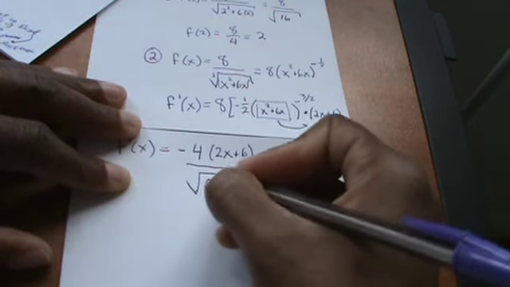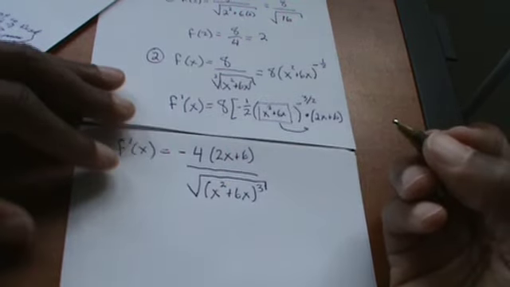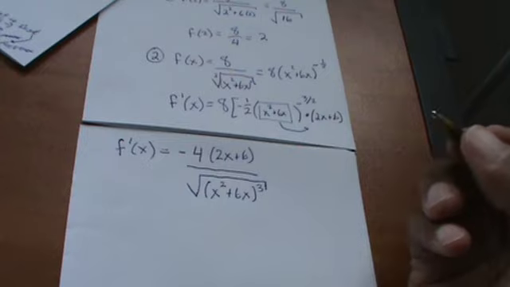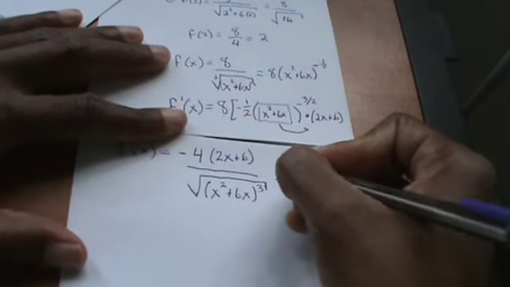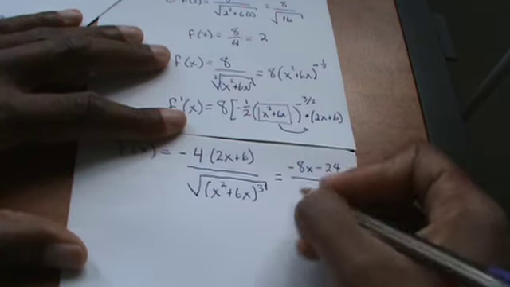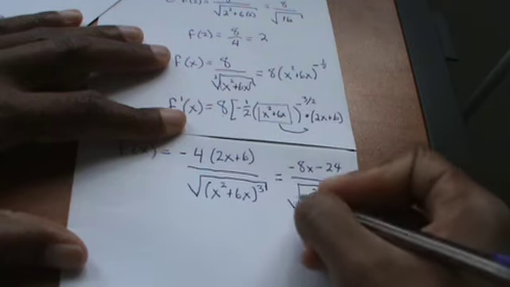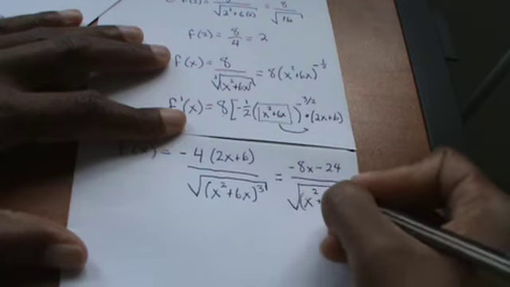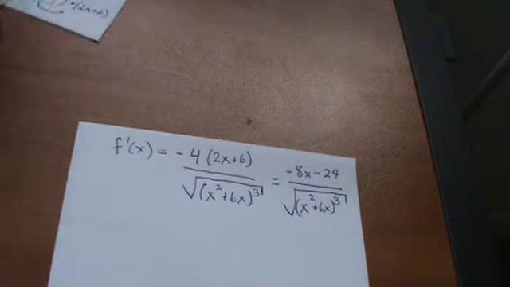So we have x squared plus 6x cubed, like that. All right, so this is good. If this makes you uncomfortable, of course you can take it one step further and do negative 8x minus 24 over the square root of x squared plus 6x, that chunk cubed. All right, so let me give you a minute to look at that. All right, so this is what's called our slope generating machine. It is our instantaneous rate of change.